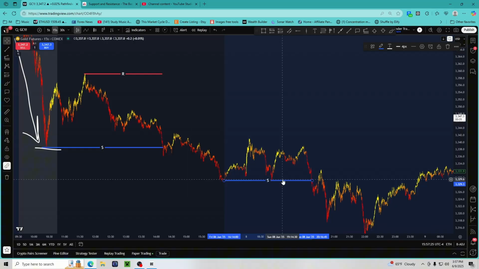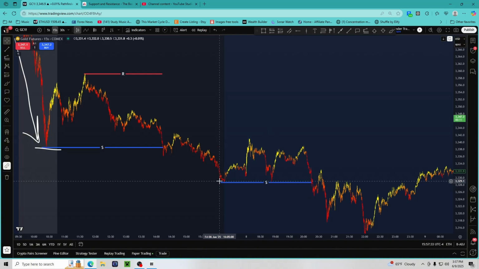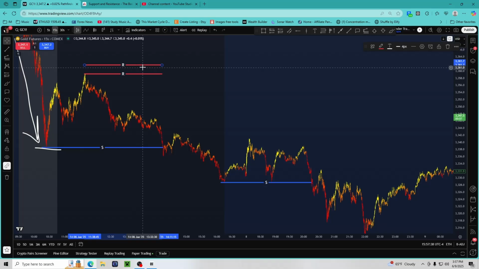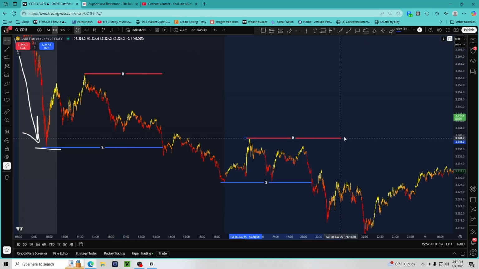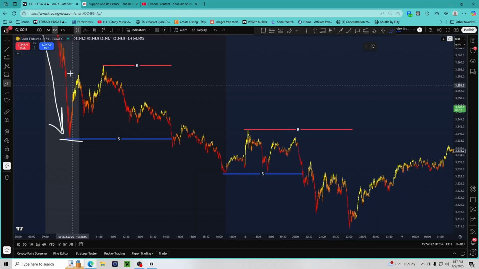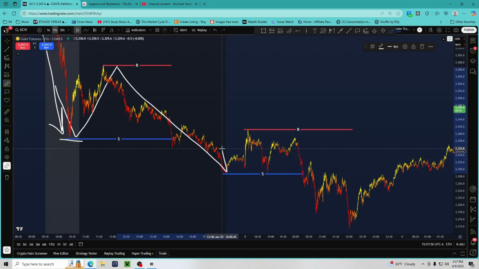Again, I'm holding down shift when I'm using these lines. Otherwise, they just go anywhere, but if you hold shift, it snaps. So we have support here, and we have resistance here. So on this move, when the market comes down, it goes from a high to a low, finds support, hits an area of resistance, and then makes a lower low.